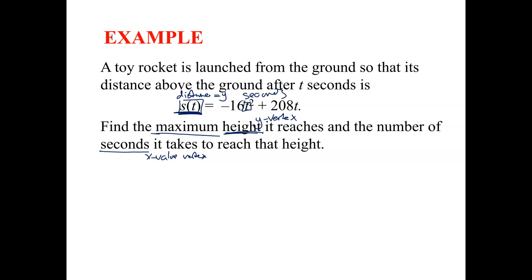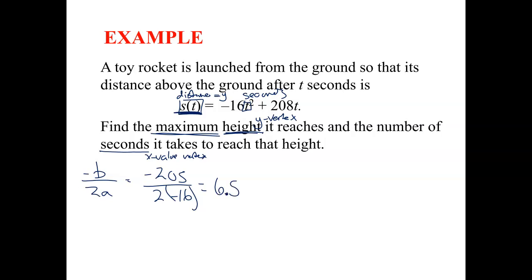Alright, so I know maximum I need to find my vertex. How do I find my vertex again? Negative b over 2a. What's my b value? 208. What's my a value? Negative 16. What does that equal? It'll be a decimal, 6.5. Why would the 16 become positive?